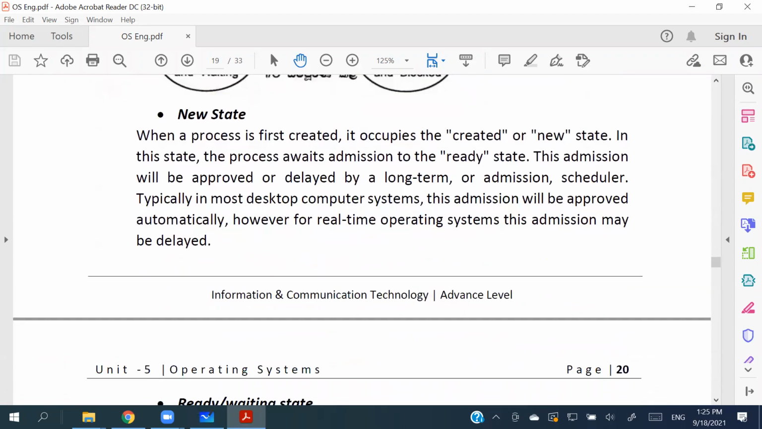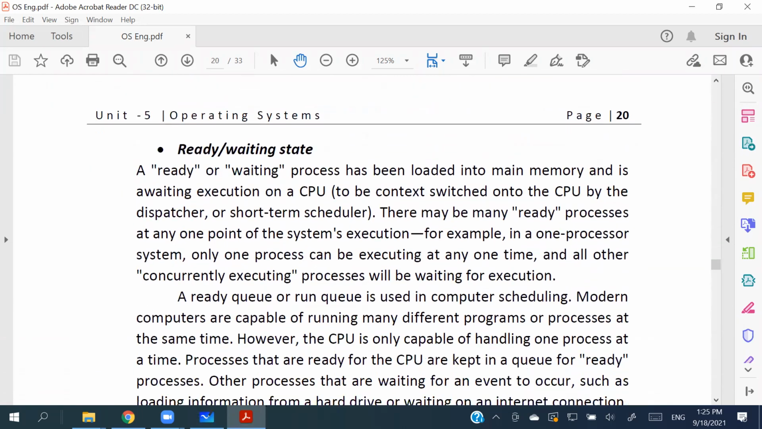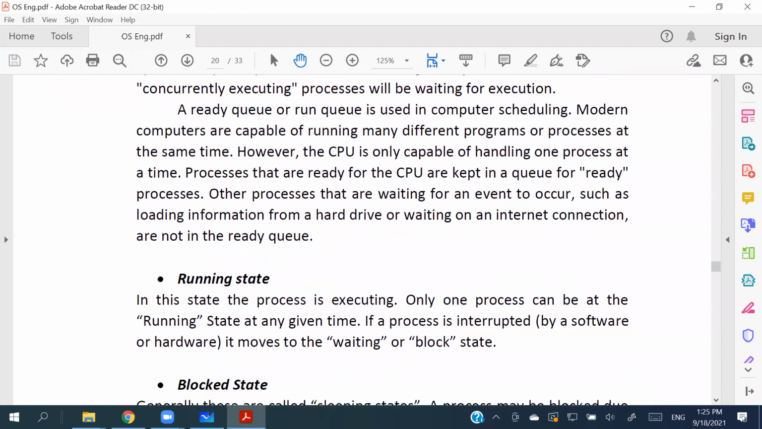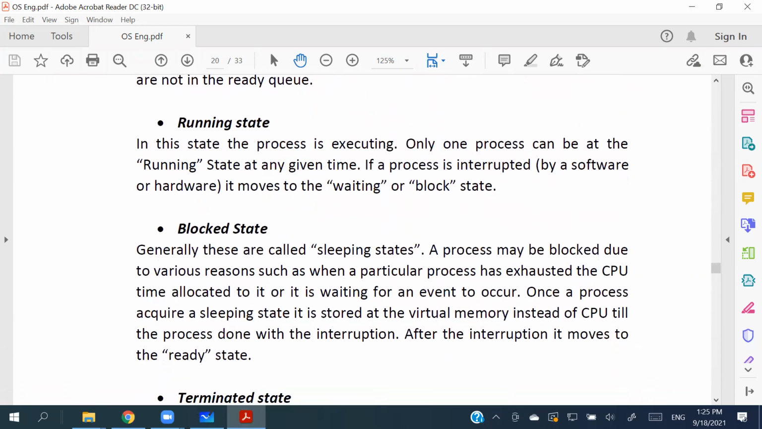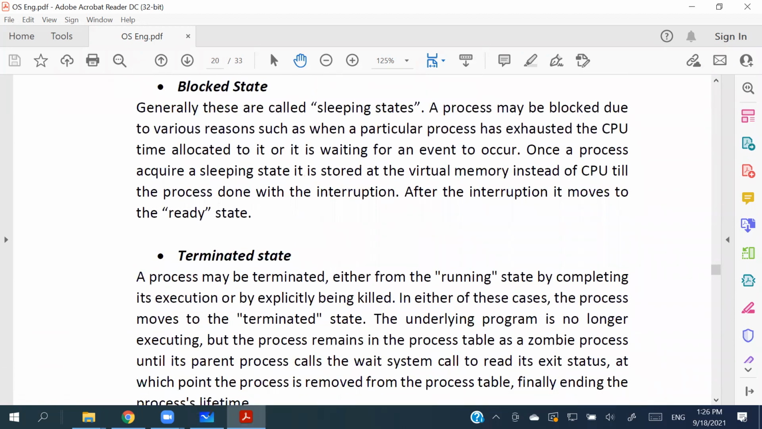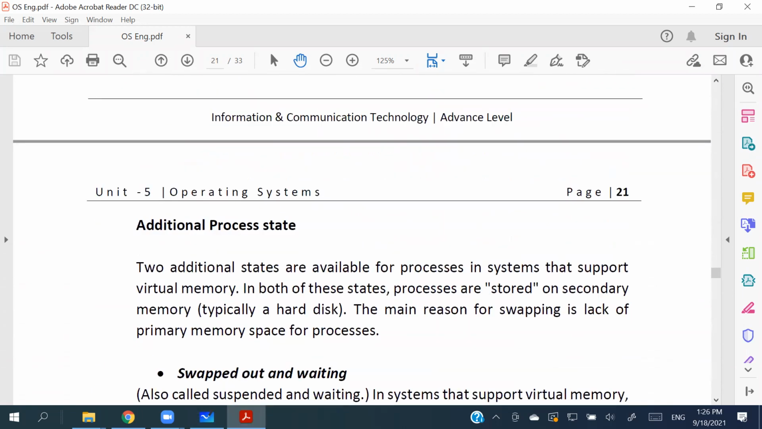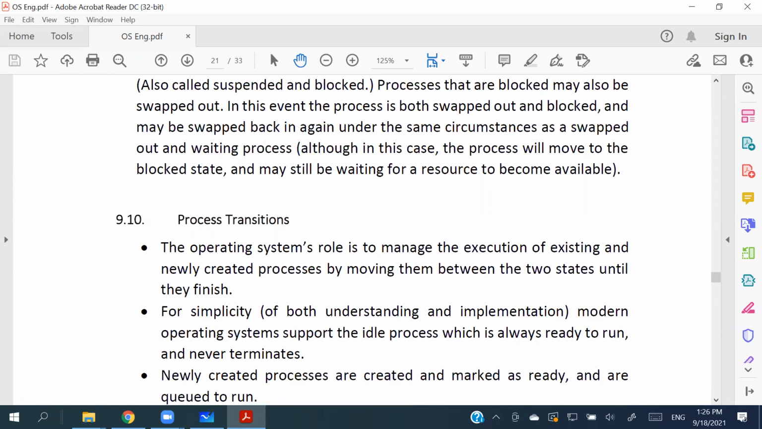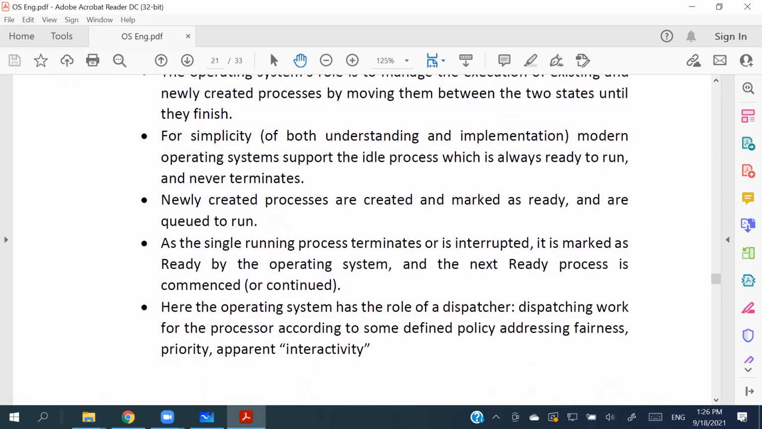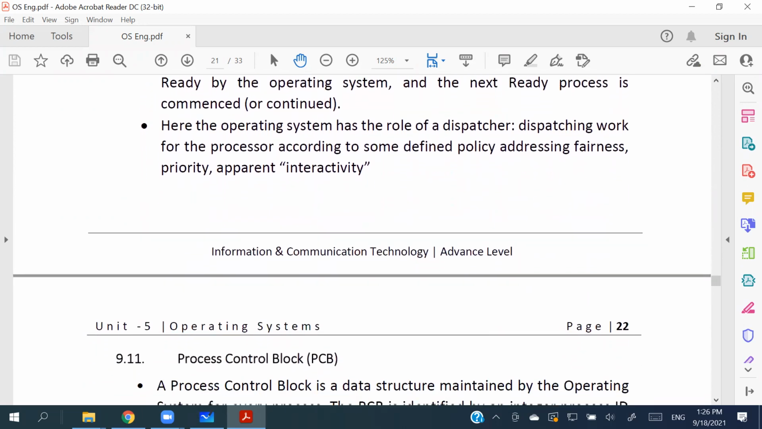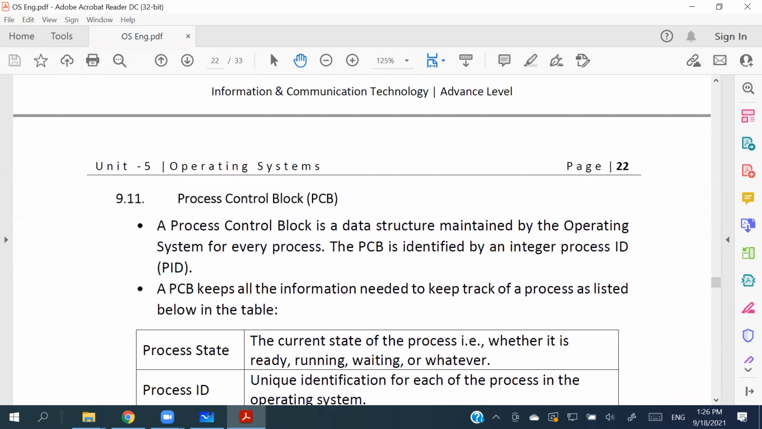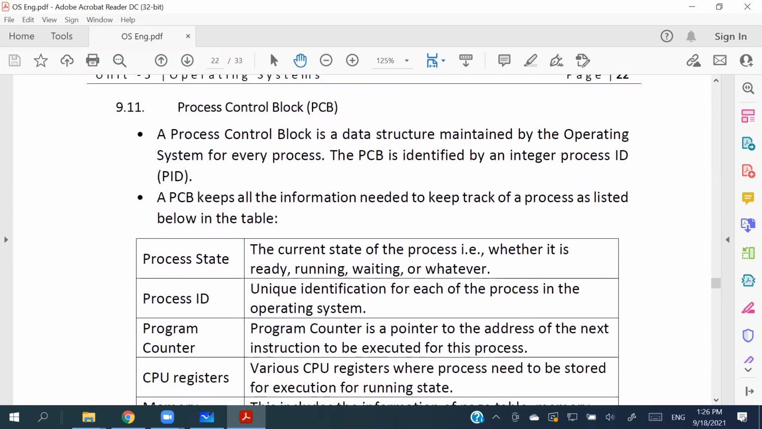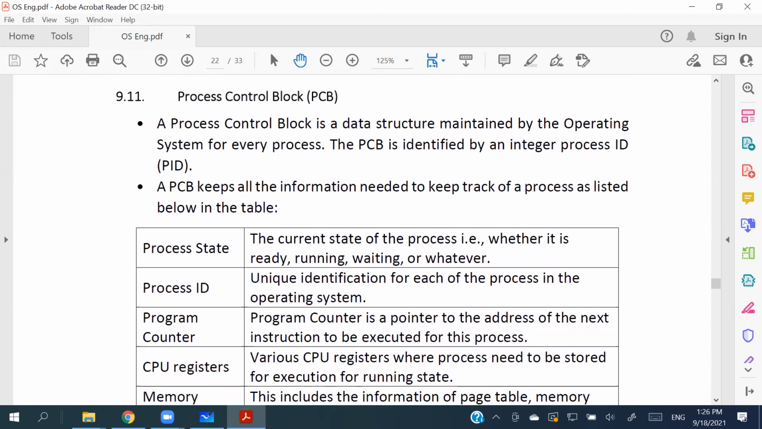And now people, I'm not going to describe this new state, the ready and waiting state. Those are the things that we discussed last week as well as now, right? So you can read it out, right? And the swapped out and waiting, swapped out and blocked, that is done. So we talk about the process transitions as well. Transition means the transit in between the states. Right? So here I'm going to introduce you to something called the process control block. Let's talk about this and we can end the session for today.